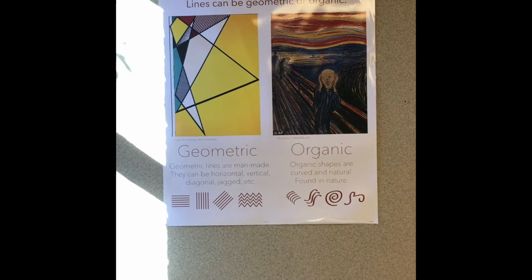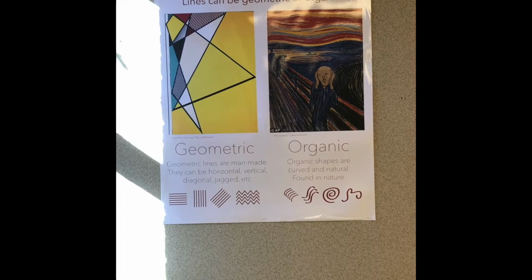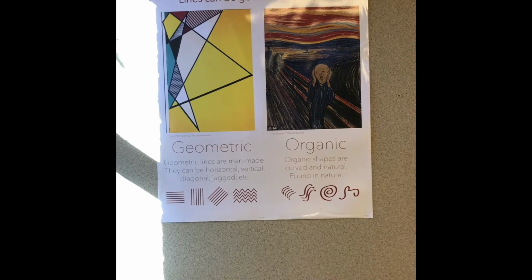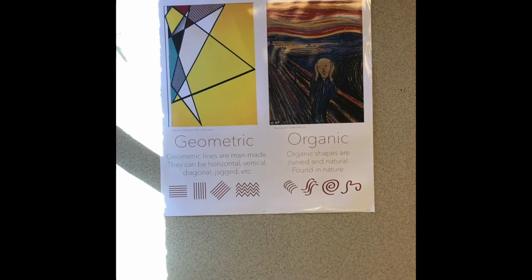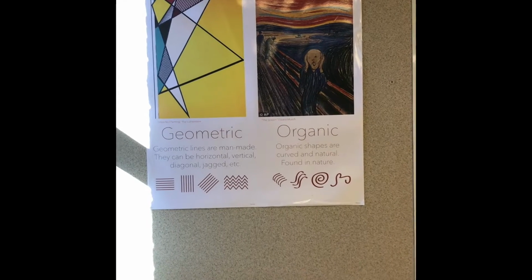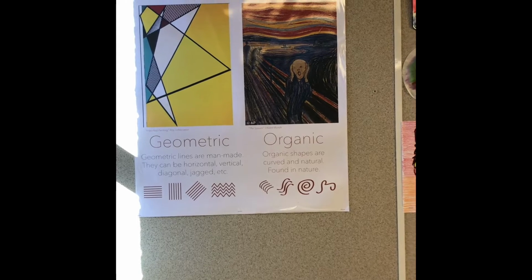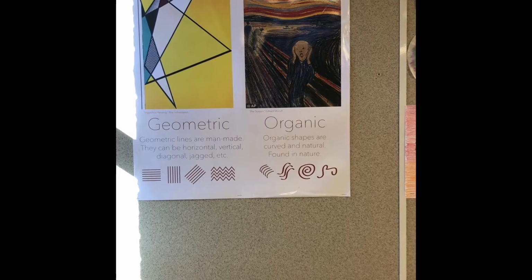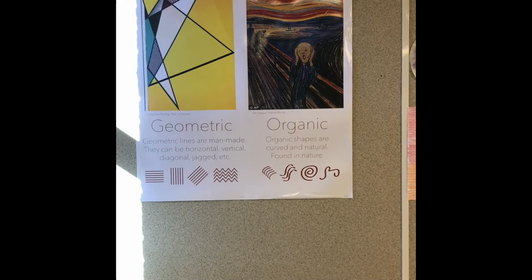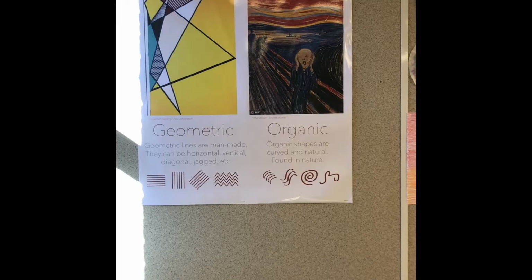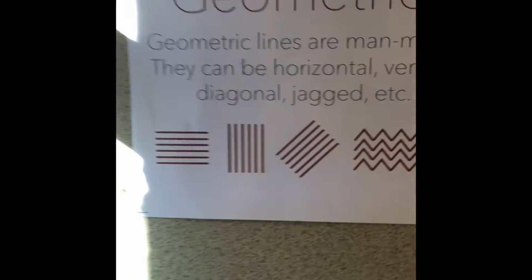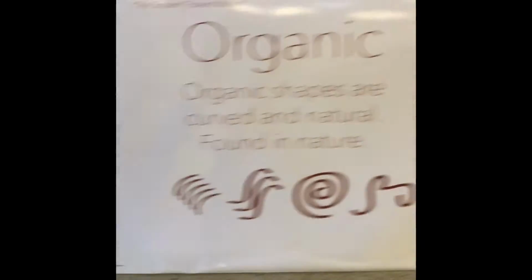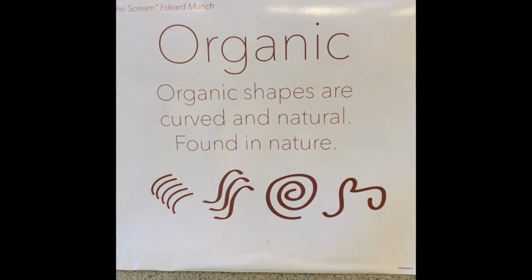Then it gives us some examples of geometric lines. Geometric lines are man-made. They can be horizontal, vertical, diagonal, jagged, etc. Then we see this really weird picture of the sky screaming, and it's actually called The Scream, the name of that painting. Those are organic lines. Organic shapes are curved and natural, found in nature. Geometric lines, organic lines.